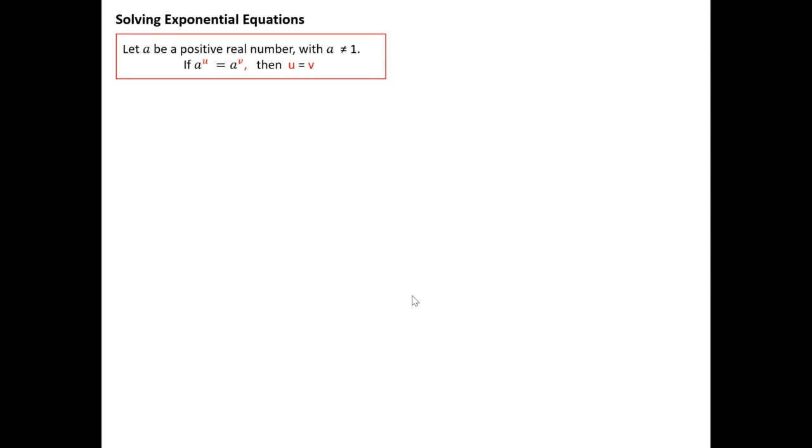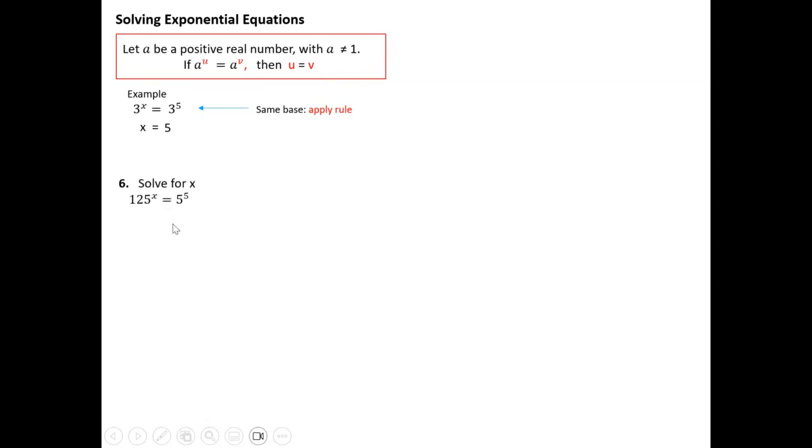Number 6, solving exponential equations. So here's the rule or the definition. Let A be a positive real number with A cannot equal 1. If the base A to the U equals the base A to the V, then if you have the same bases, then the exponents must equal each other. Example, here we have the same bases, right? So x equals 5. We apply the rule.